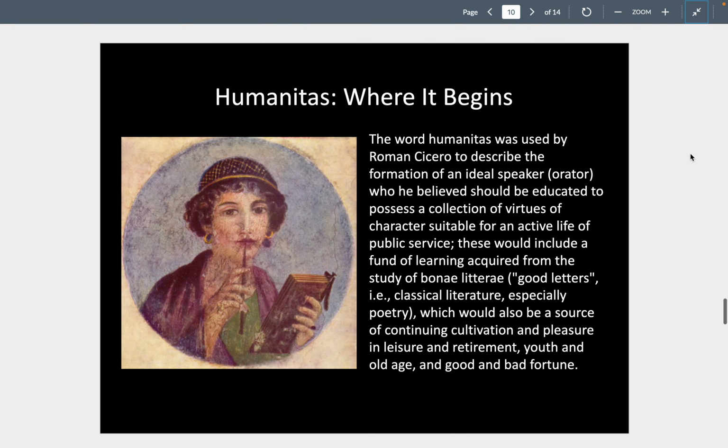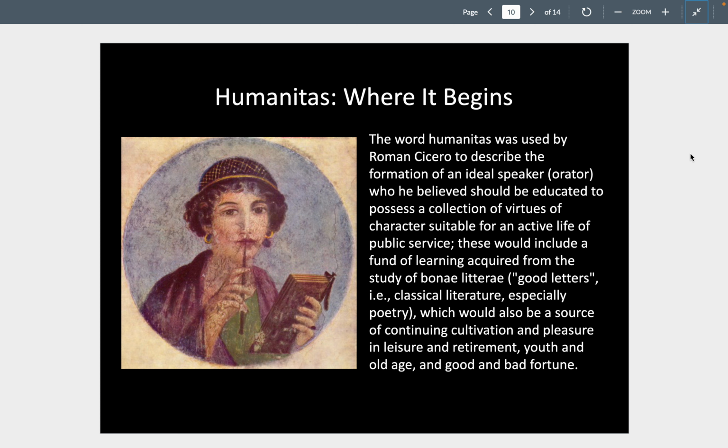Now, where does all of this begin? The humanities begin as the humanitas. It is a word used by the Romans in Latin by a writer named Cicero to describe the formation of an ideal speaker. An ideal speaker who should be educated to possess a collection of virtues and character suitable for active life and public service.